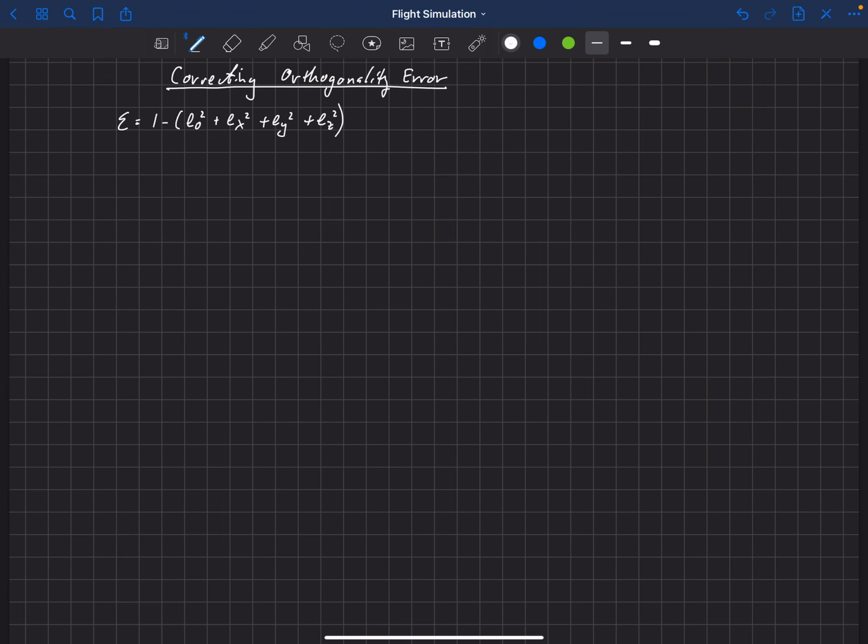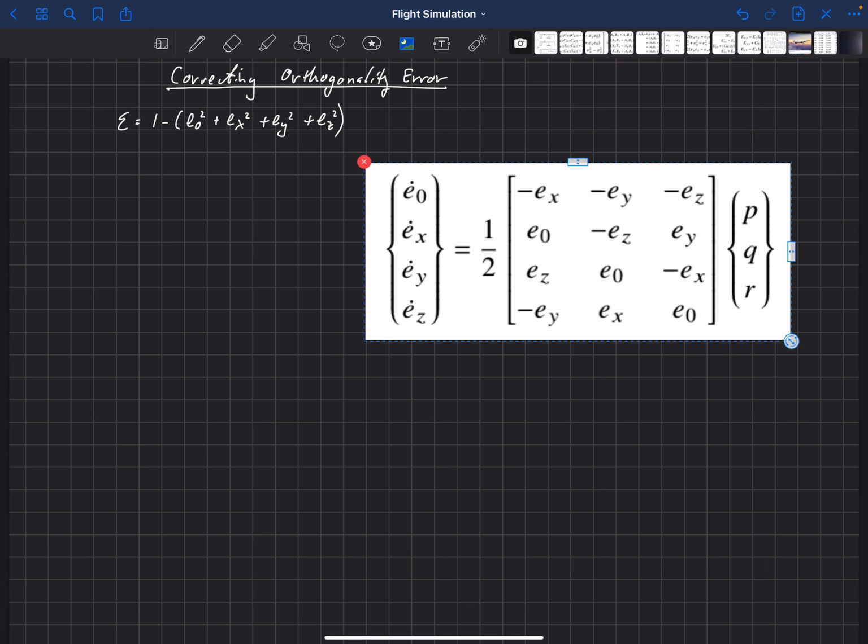Okay, so let's talk about methods for correcting orthogonality error. To get this started, let's look at where the orthogonality error actually comes from. Remember, we've defined the error as 1 minus the length of our quaternion, because the length of that quaternion should be 1, right? So 1 minus 1 will give us a measure of the error in the length of that quaternion.